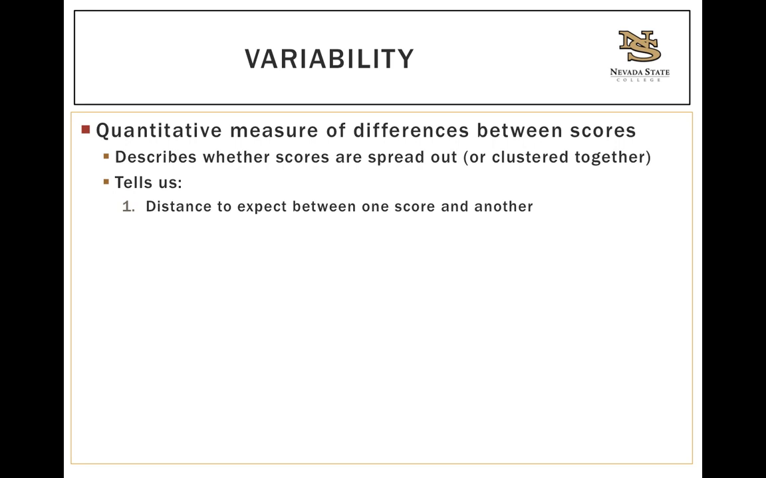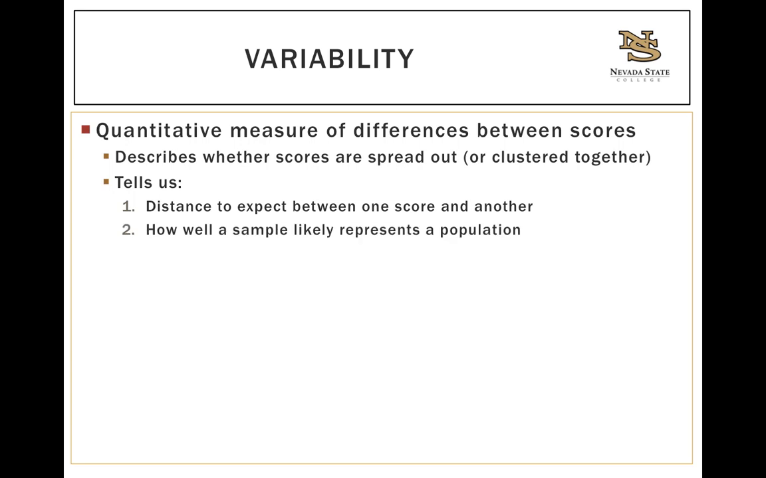And it tells us what the distance is that we should expect between one score and another. So on average, how far away are the scores from one another? Are they only half of a point away from each other or 10 points away from each other? This again will become very important when we learn inferential statistics, but it also tells us a lot about the sample or population that we're working with.